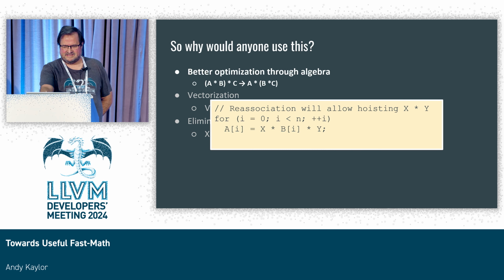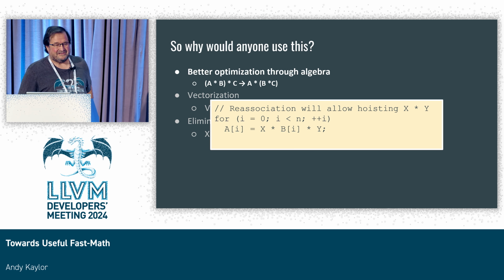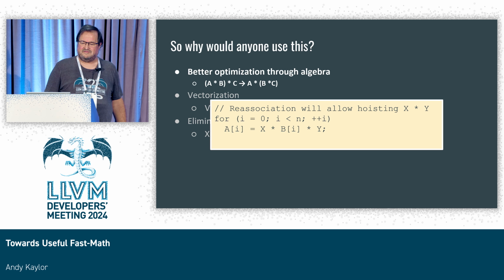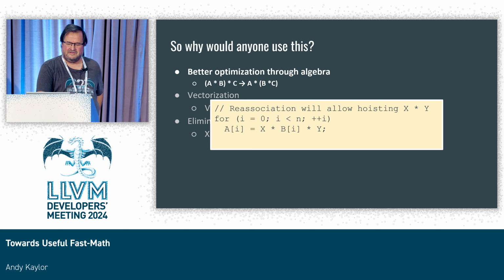A simple case of this is reassociation. If you have written your code in such a way that you have something inside a loop that we figure out in the optimizer we could hoist part of it out if we just had things in a different order, then we can do that. So in this case, you have A sub I equals X times B sub I times Y. We can reassociate that, take the X times Y out, and you're likely to get very nearly the same answer you would have, but in a shorter amount of calculations.